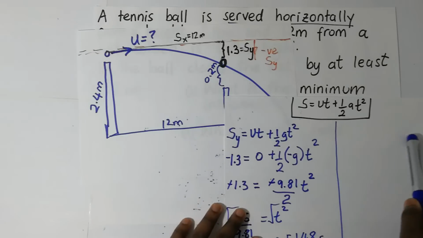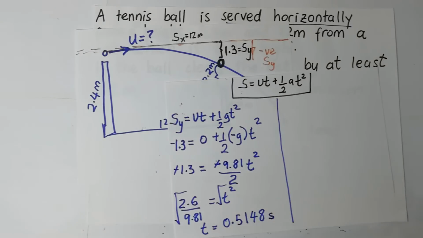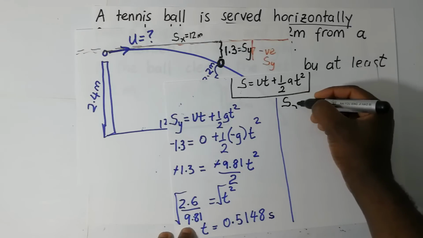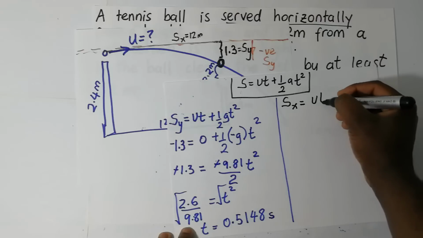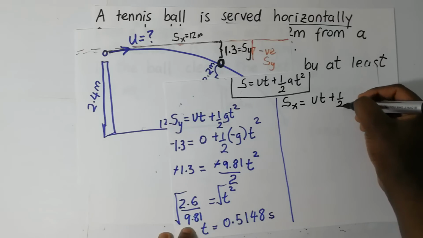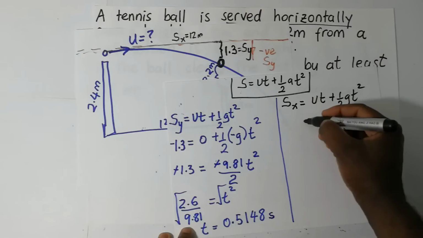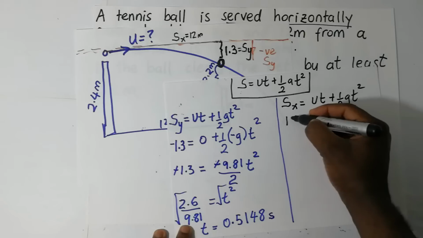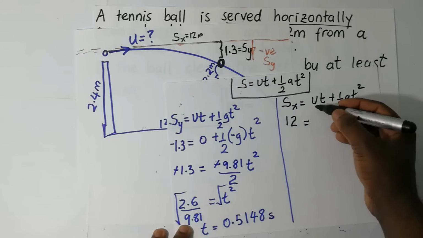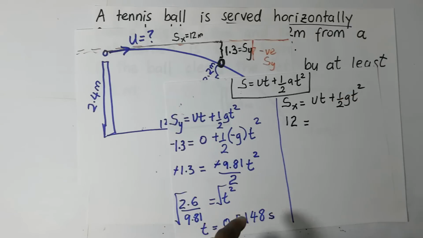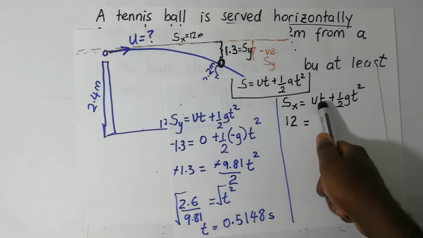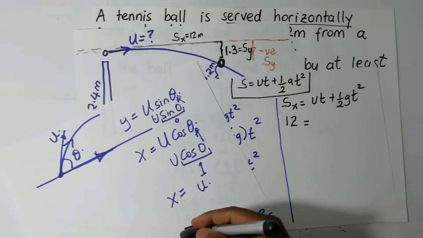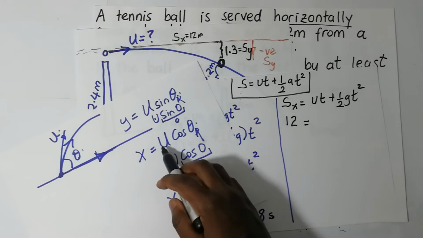So now that we have done displacement in the y direction, what about the displacement in the x direction? Let's do it right there. The displacement in the x direction is still going to be ut plus a half gt squared. Displacement in the x direction is 12 meters, so 12 meters is going to be equal to u. Now remember, this is what I was explaining earlier.